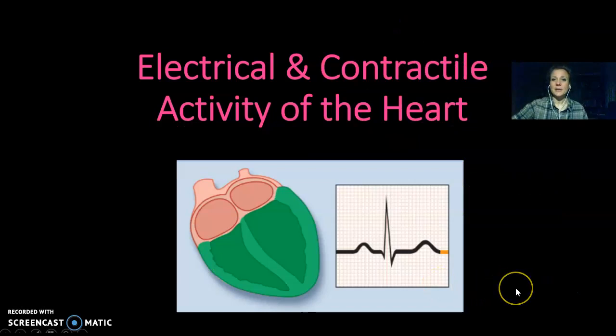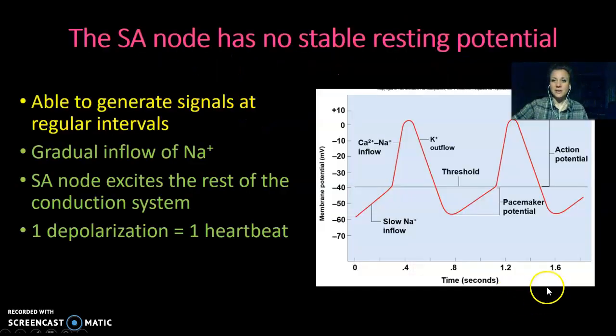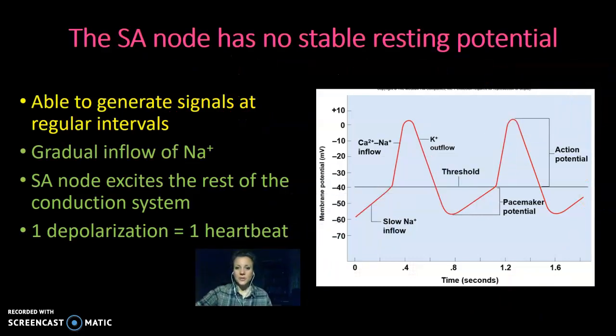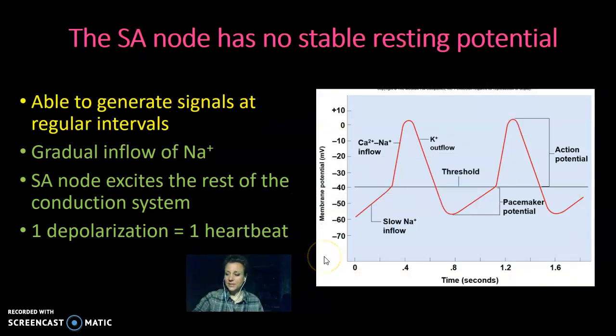Okay, let's talk about the electrical and contractile activity of the heart. All right, I told you before that I was going to show you why this sinoatrial node is able to continuously generate a signal, and that's because it does not have a stable resting potential. So resting potential for a neuron, you may recall, is negative 70 millivolts, and the sodium potassium pump was always working after hyperpolarization to try and get that cell back up to its resting potential.